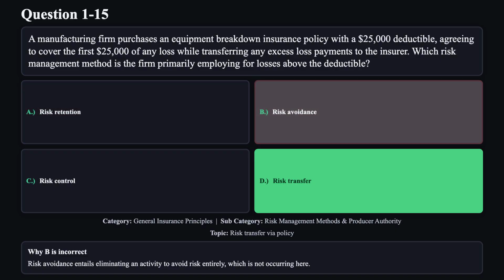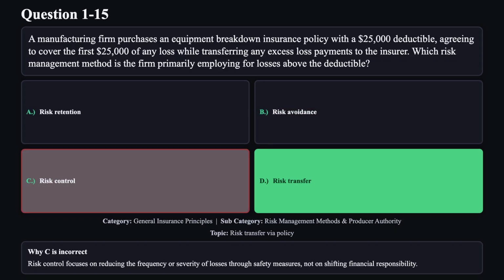Reason B is not correct. Risk avoidance entails eliminating an activity to avoid risk entirely, which is not occurring here. Reason C is not correct. Risk control focuses on reducing the frequency or severity of losses through safety measures, not on shifting financial responsibility.